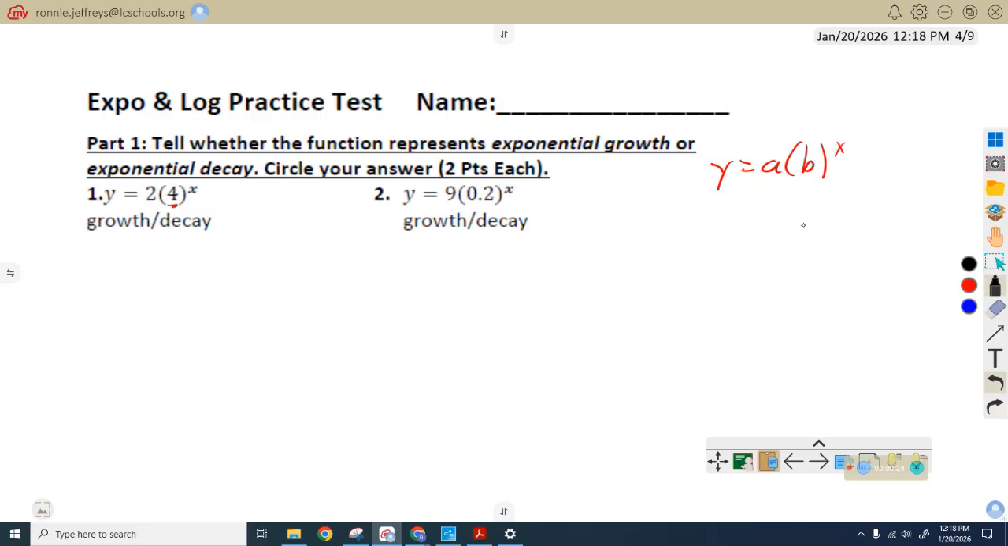b to the x, and when b is greater than 1, it's growth. And when b is between 0 and 1, it's decay. Alright, so this is a 4, it's greater than 1, so this is growth. This is a 0.2, this would be decay.